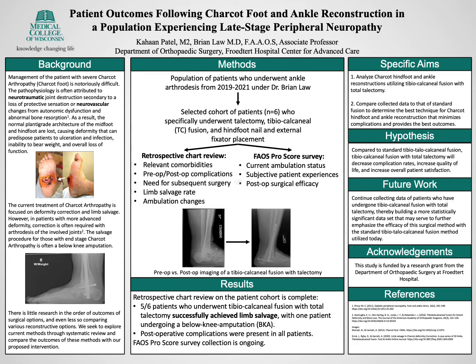This exploration of surgical outcomes may also open the door to new surgical techniques and treatment options not yet explored by the orthopedic community. Preliminary data shows that, of the 6 patients who underwent tibio-calcaneal fusion with total talectomy, 5 successfully achieved limb salvage. The remaining 1 patient underwent a below-knee amputation. Post-operative complications were present in all patients. However, the comparison to those undergoing the standard tibio-talo-calcaneal fusion is yet to be determined. FAOS Pro Score survey collection is also ongoing and will be completed shortly.